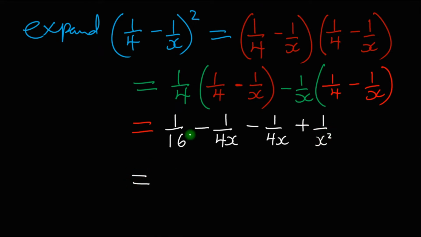So in the simplified form, we get 1 over 16 minus a quarter minus a quarter, that will be minus a half, so minus 1 over 2x, then plus 1 over x squared. So that is the simplified form, the expanded form of this expression.